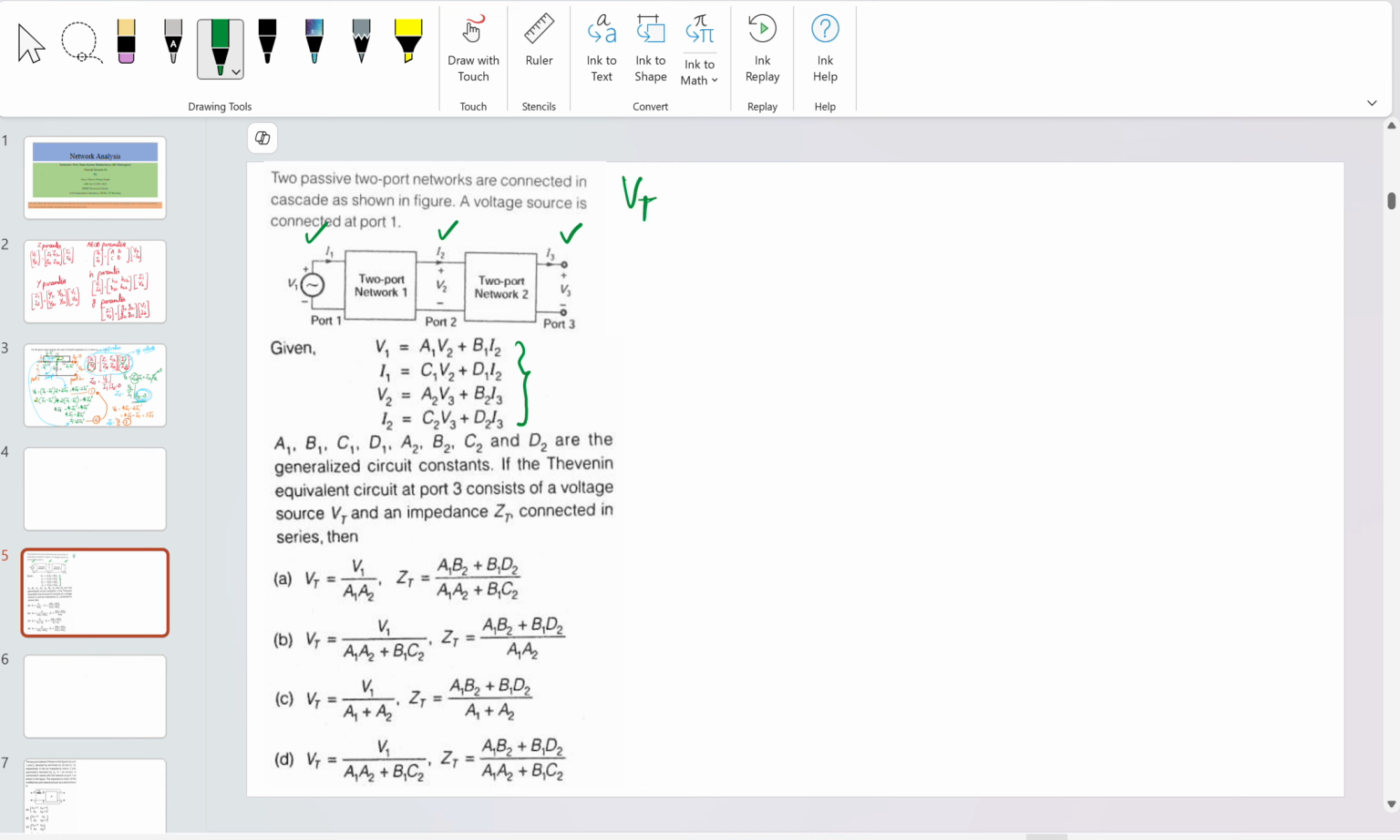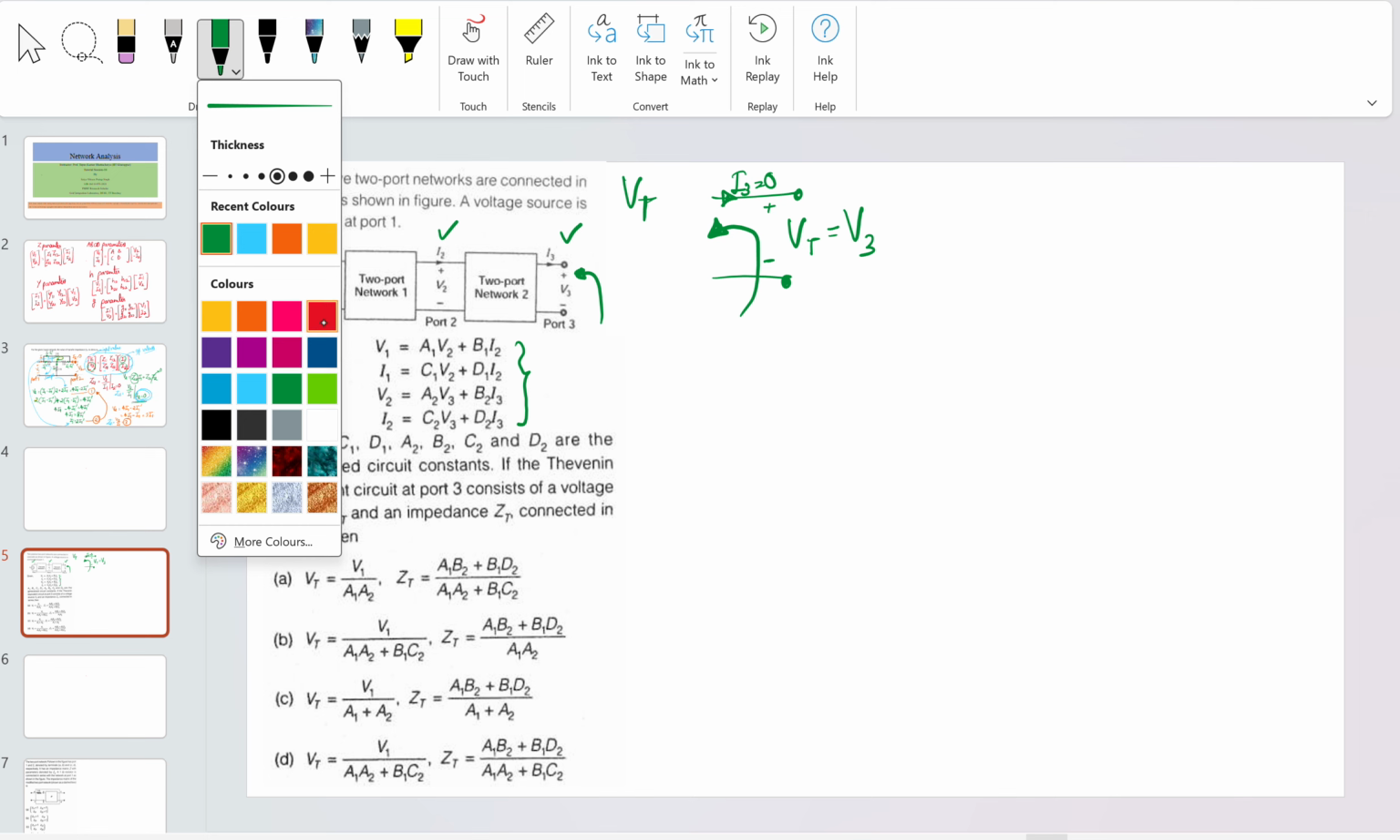The Thevenin voltage. The basic terminology of the Thevenin voltage is that the port from where you want to find the VT voltage. Here, what is the VT? The V3. Here you want to find the Thevenin voltage. At that moment, I3 will become zero because that port will be open circuited, and you have to see from that terminal what the value of VT is.